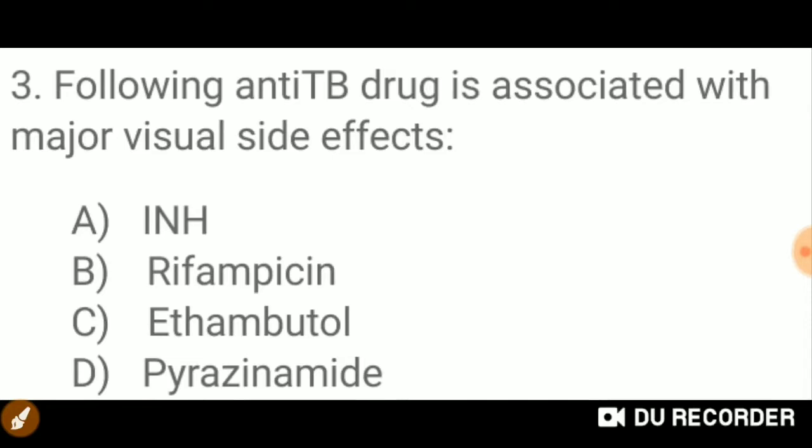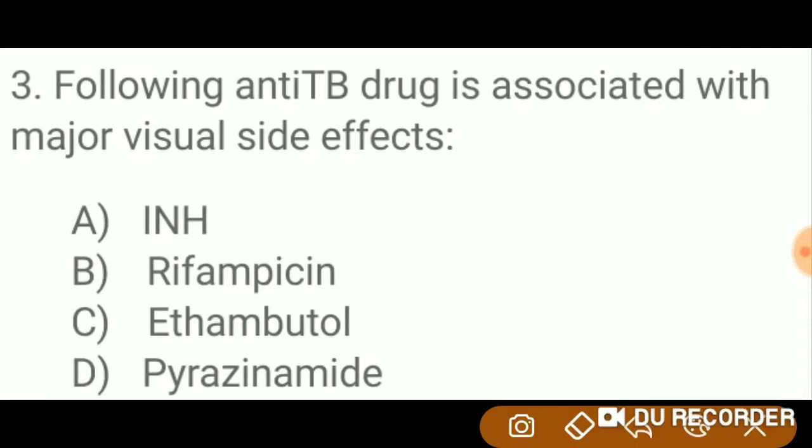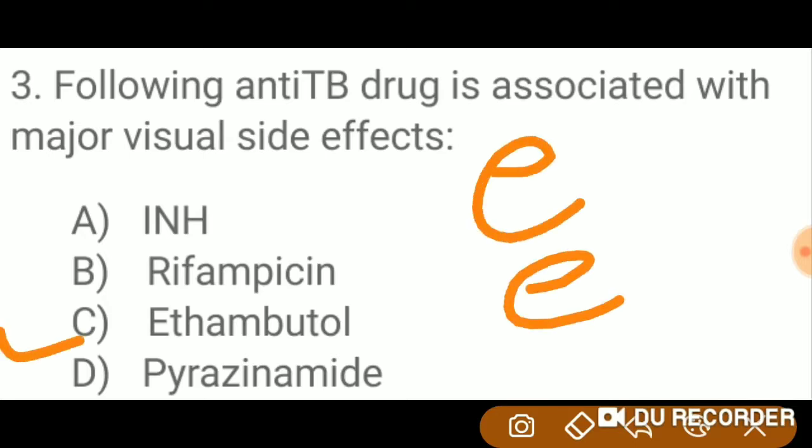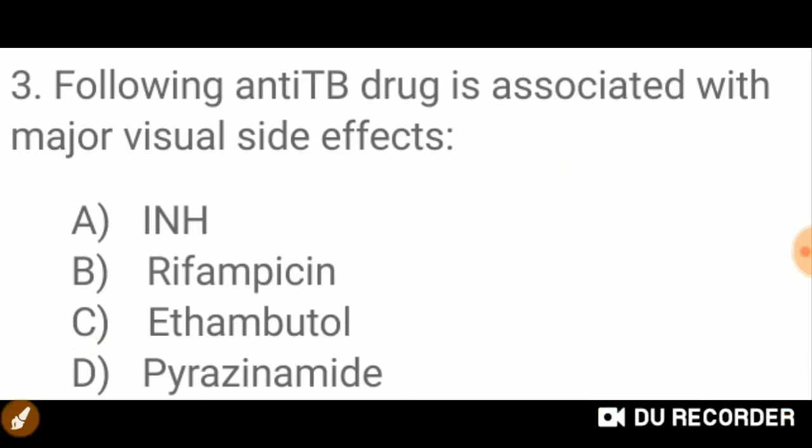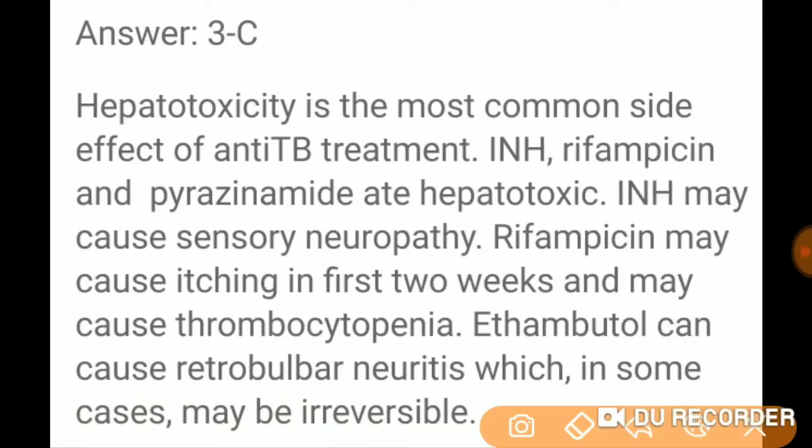Okay. Now, which of the following anti-TB drugs is associated with a major visual side effect? I and E for eye, E for ethambutol. So the major visual side effect is caused by ethambutol. This is my trick, so please remember it.